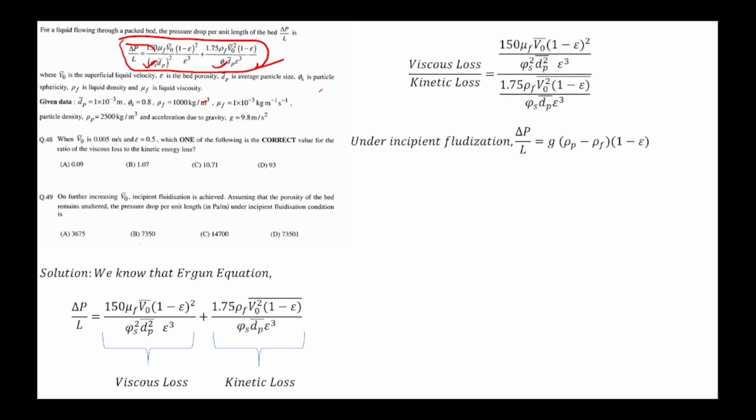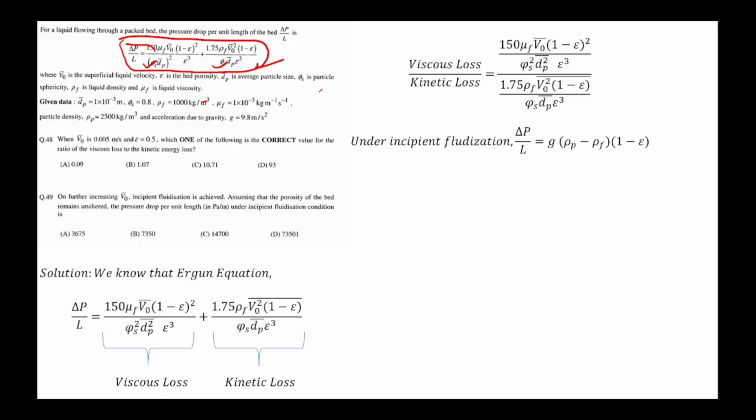Okay, so viscous loss is applicable when the bed Reynolds number is less than 20, and kinetic loss is applicable when the bed Reynolds number is greater than 2000. And you need to know what the bed Reynolds number is: rho V d upon (1 minus epsilon) mu f. Okay, so we have to find the ratio. So this is the ratio you can find out. Many things will cancel out here. Okay, so this is easy.